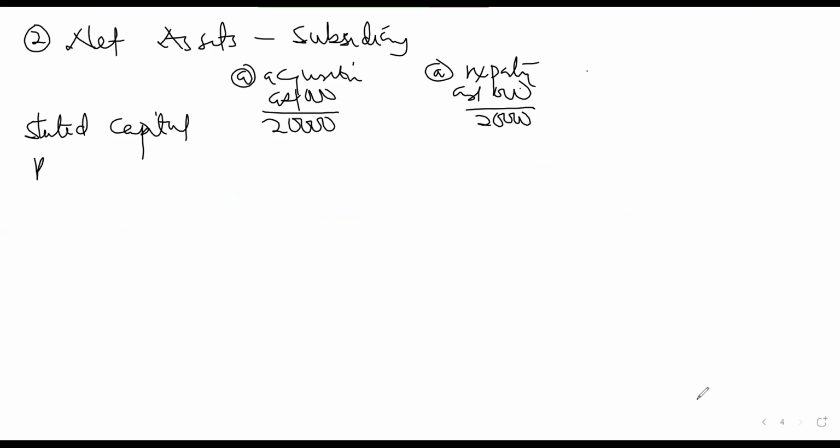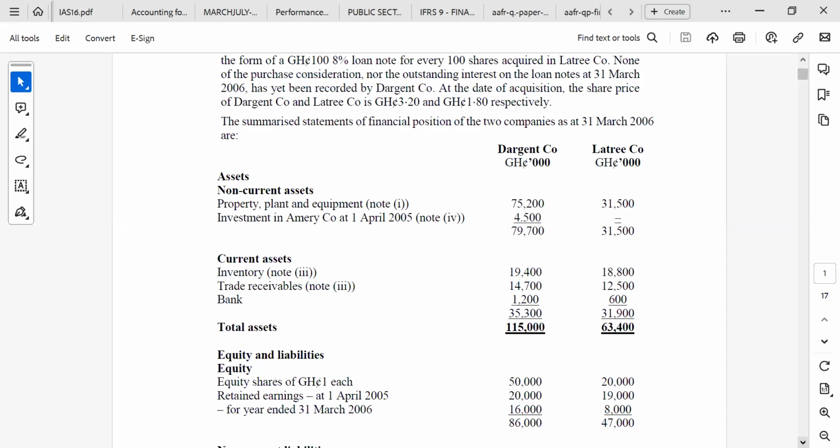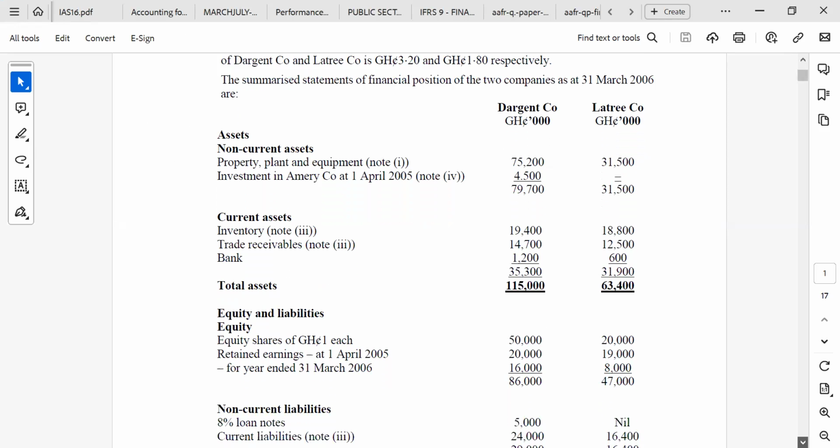The next equity item is the retained earnings for the subsidiary. This is where you have to look at how to calculate the retained earnings. Look at the retained earnings given to you here. You are given the opening balance and you're also given the profit for the year. Whenever they say for the year end, that is the profit for the year. You are given the retained earnings at the opening, or the opening balance, and you're also given the profit for the year.